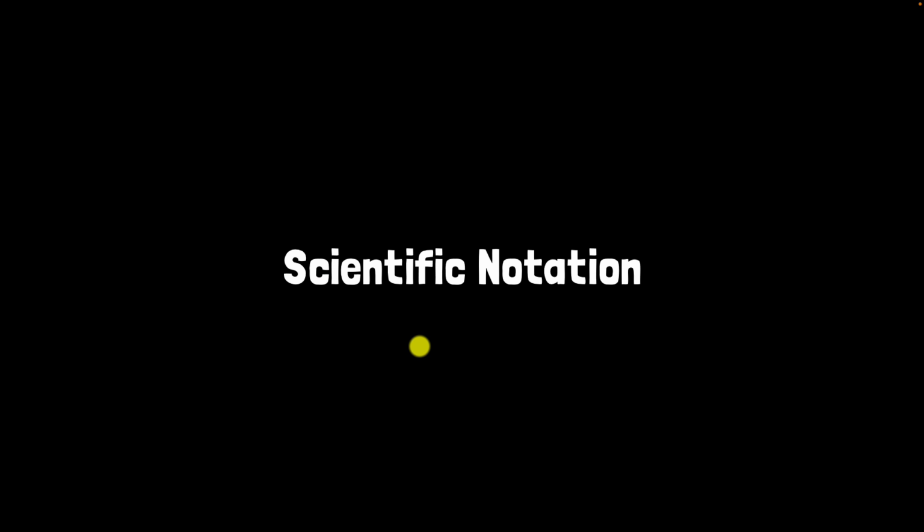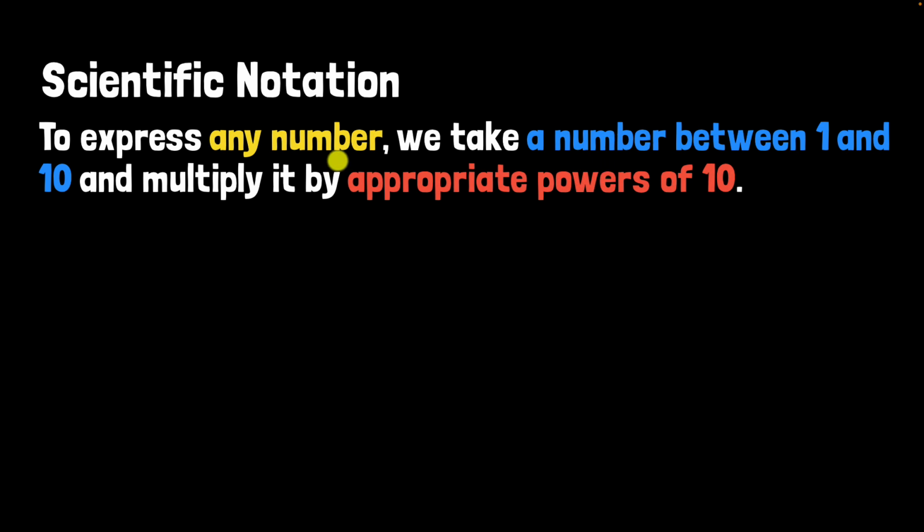So what exactly is scientific notation? How do we write it down? Well, to express any number, we take a number between 1 and 10 and multiply it by the appropriate powers of 10. For example, to write 3 trillion, we just write 3 times the appropriate power of 10 to get a trillion, which is 10 to the power 12.